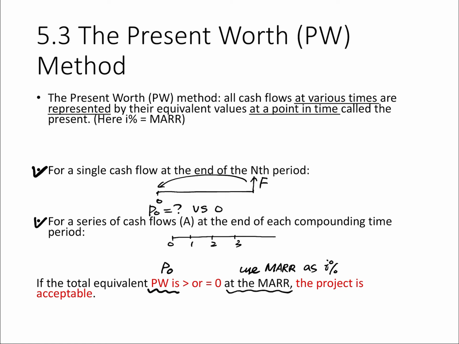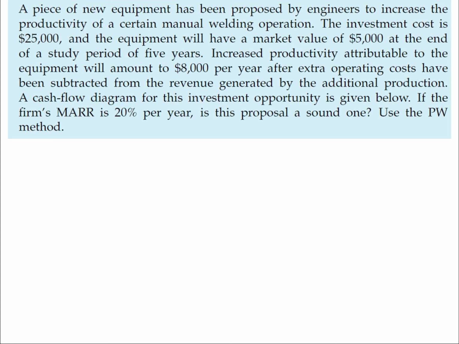And another case is you're gonna have cash flows every year. So you're gonna have annuities. Could be earning, could be spending. So you want to convert all of this back to present time, and still you want to calculate what the P0 is and compare that with 0. Okay, so this is very easy to understand. Now let's take a look at this example.